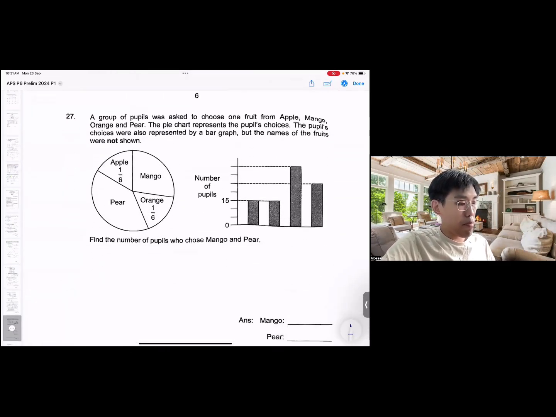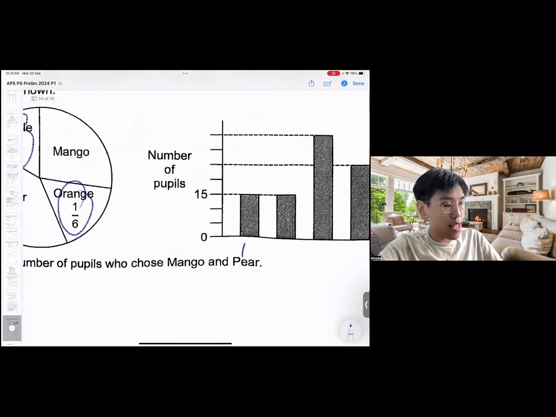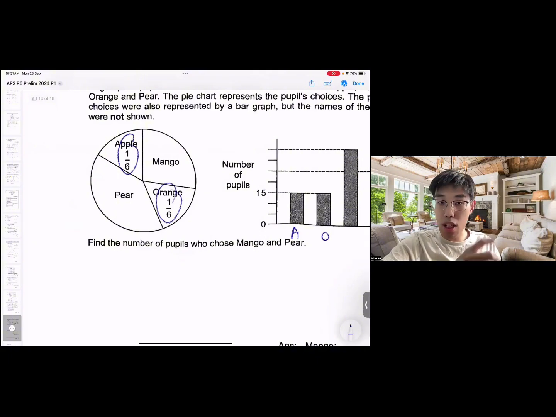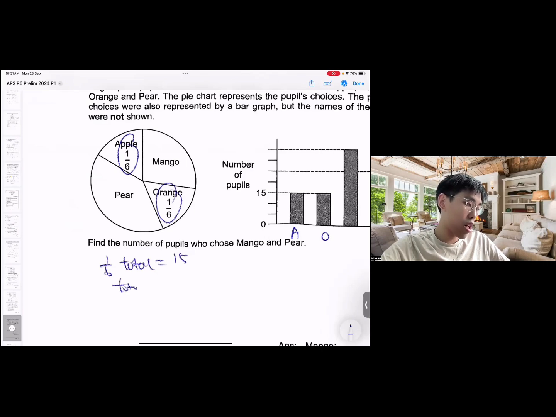Question 27. Find the number of pupils who choose mango and pear. So the apple and orange are the same because they show 1/6 in terms of fraction. The quantity is the same. From here, we can straight away say that this is apple and this is orange. At the same time, we can link the fraction to the quantity. So 1/6 of the total equals 15. That means the total is 90.